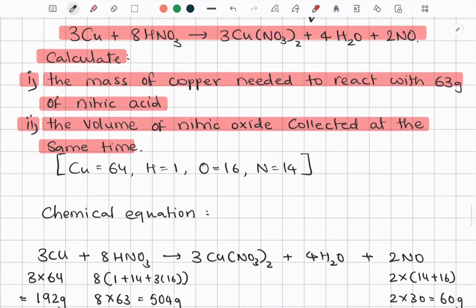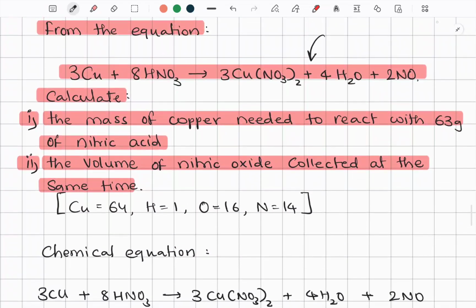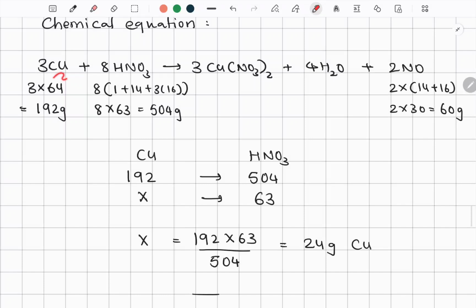Okay, so let's go through this question once again. This question had one balanced chemical equation already given in it, and they were asking us to calculate the mass of copper needed when only 63 gram of nitric acid is given, and also to calculate the volume of nitric oxide produced when 63 gram of nitric acid is reacted. So in the first part we wrote down the balanced chemical equation, we just copied it from the top, and we calculated the molecular masses of copper, nitric acid and nitric oxide.